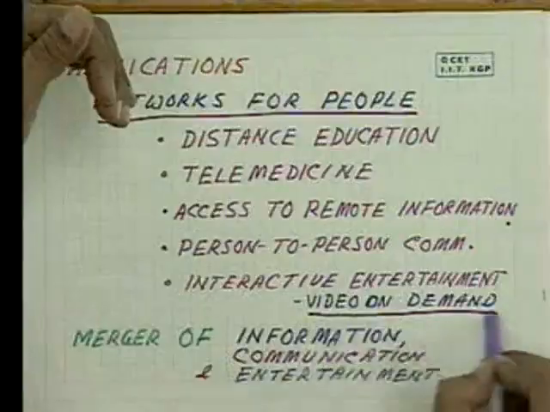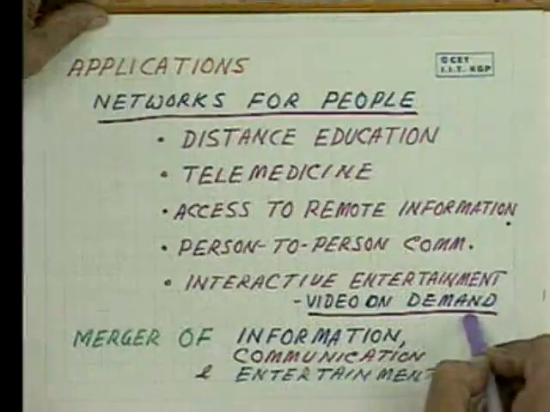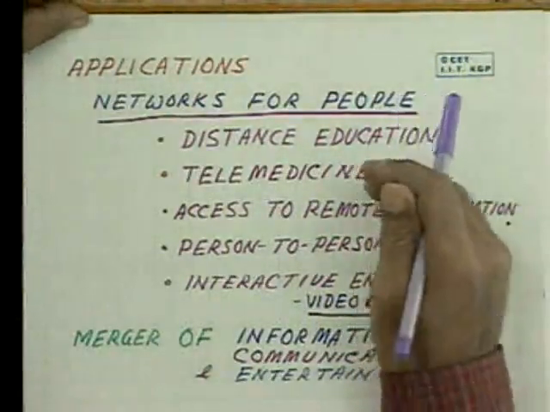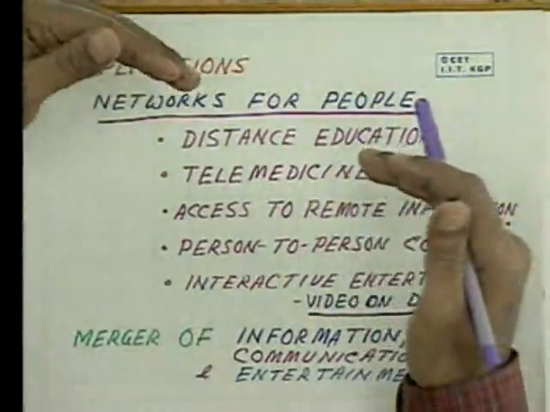Then video on demand. If you want to watch a particular movie, or maybe you want to change the movie in your own way, that will be possible in the near future. So video on demand will become popular. And these are the various applications which are emerging, and obviously the application domain is limited only by imagination. With time, more exciting and exotic applications will emerge, and computer networks will make it possible.